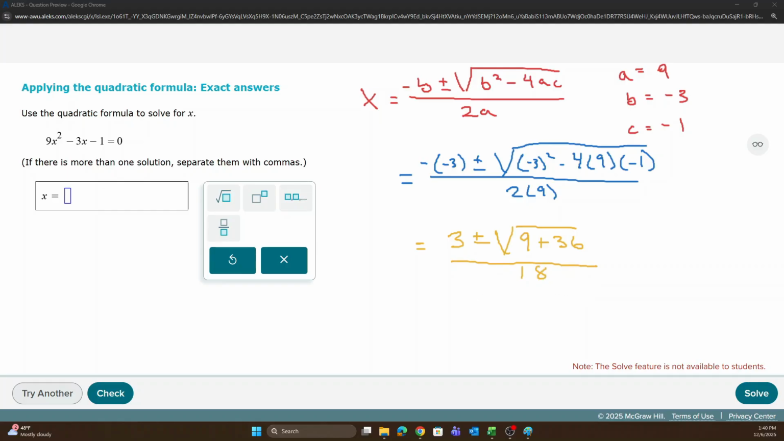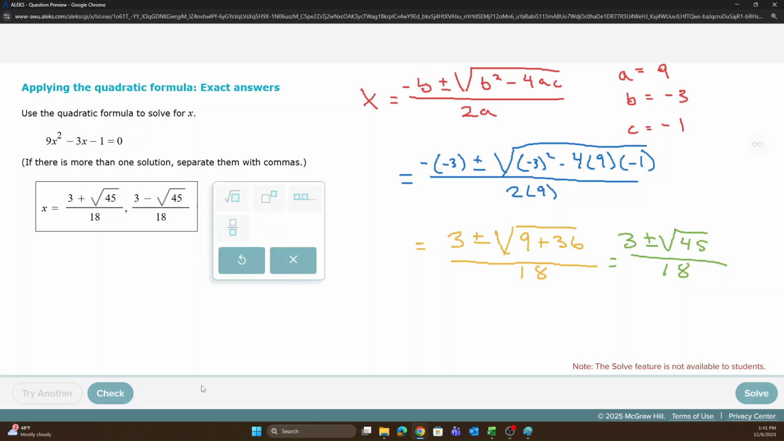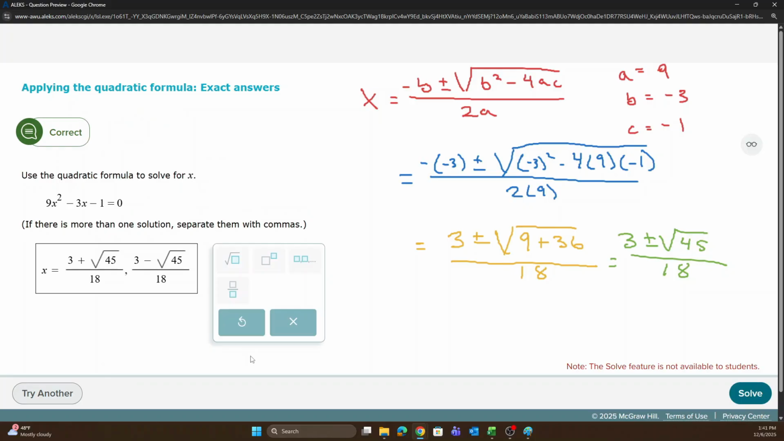In the end, when we simplify everything, we end up with 3 plus or minus the square root of 45, all over 18. And so we're going to put that in our answer here. Start with a fraction: 3 plus square root of 45 over 18, comma, fraction: 3 minus square root of 45 over 18. Once again, if it doesn't show you the calculator on this side, it does not expect you to calculate the quadratic formula. It wants the exact answers.